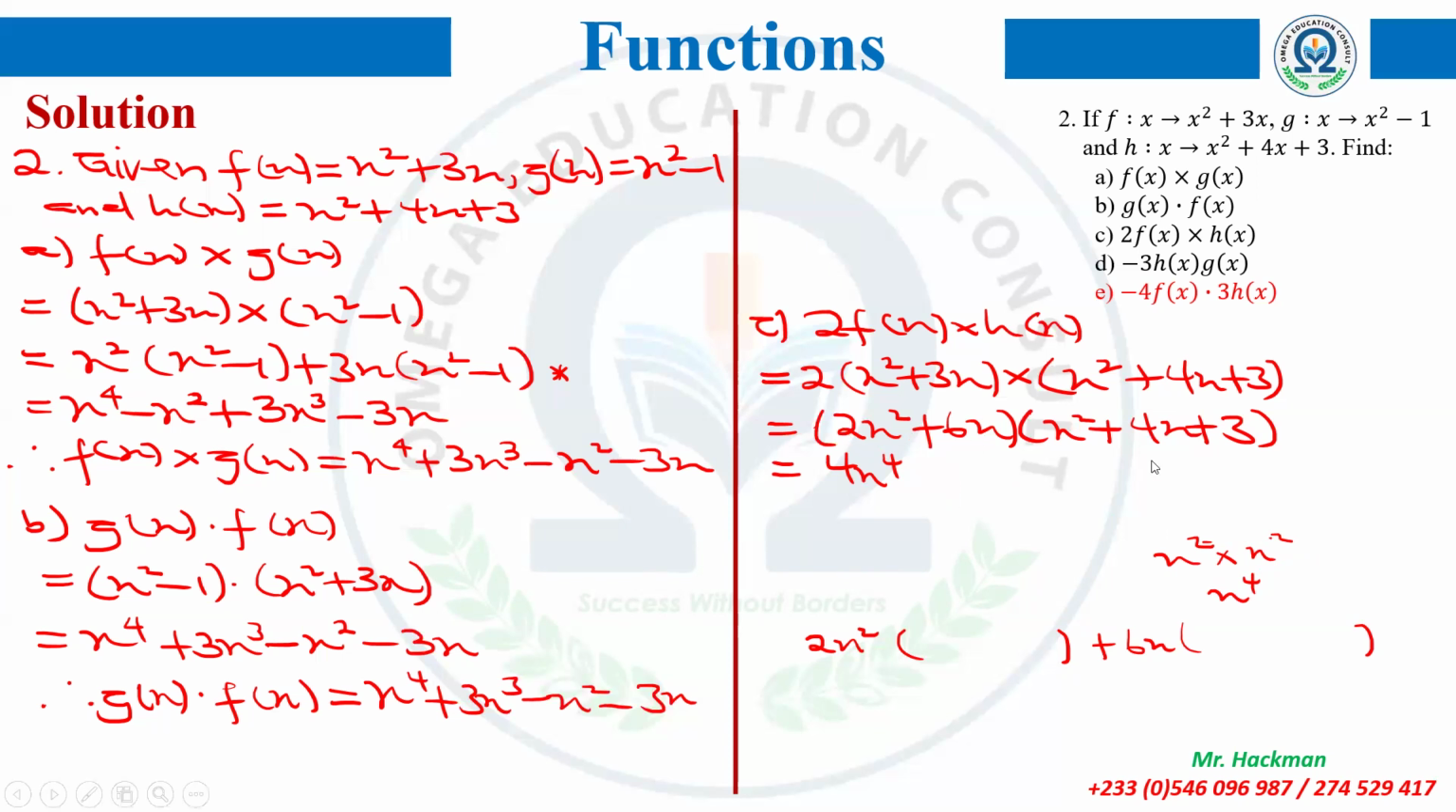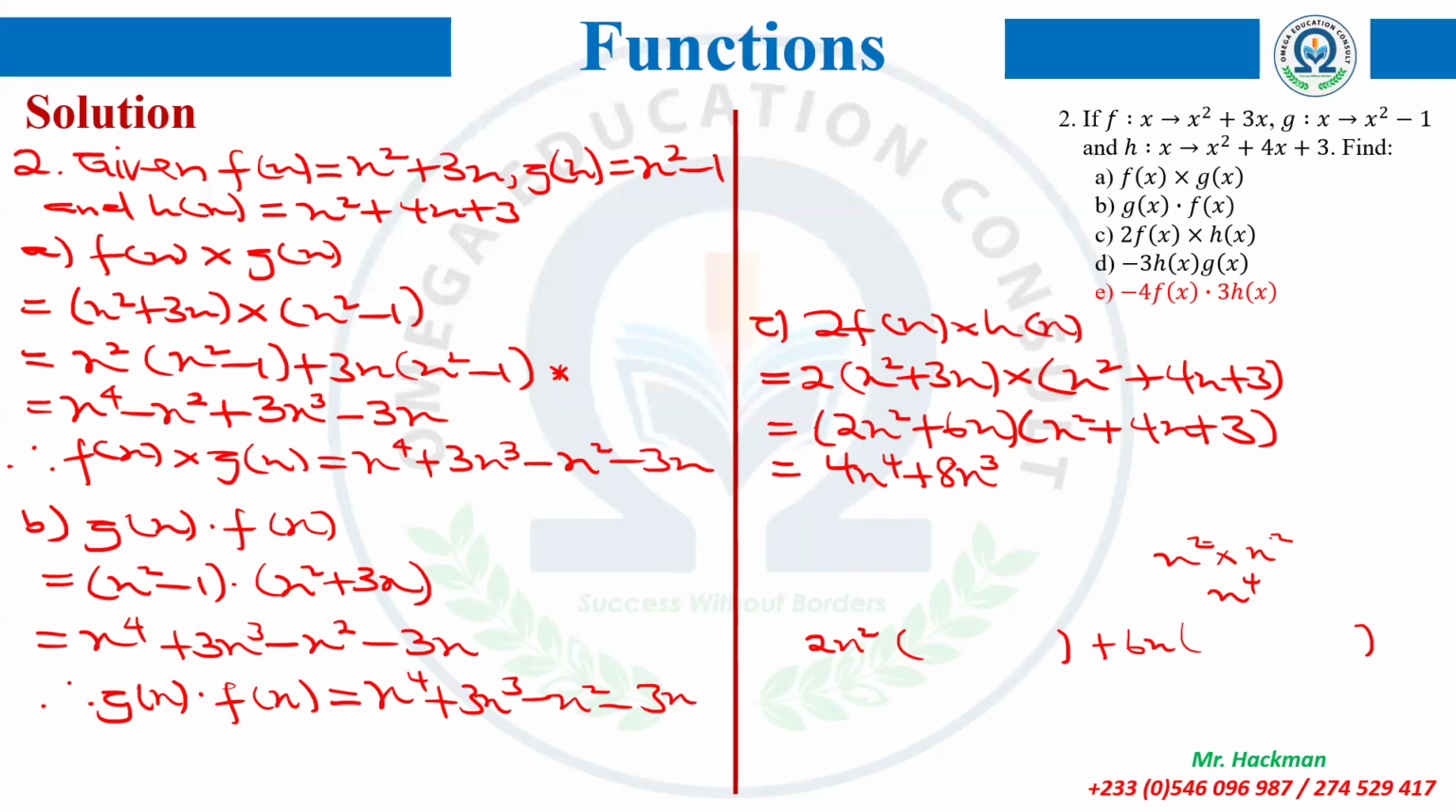Okay, so you do same. 2x squared times 4x, and that will give us what? Plus 8x cubed. Am I right? Yes, Hackman, please multiply. You are multiplying 2x squared by x squared, and you wrote 4 raised to the power 4. So it's supposed to be 2x raised to the power 4.